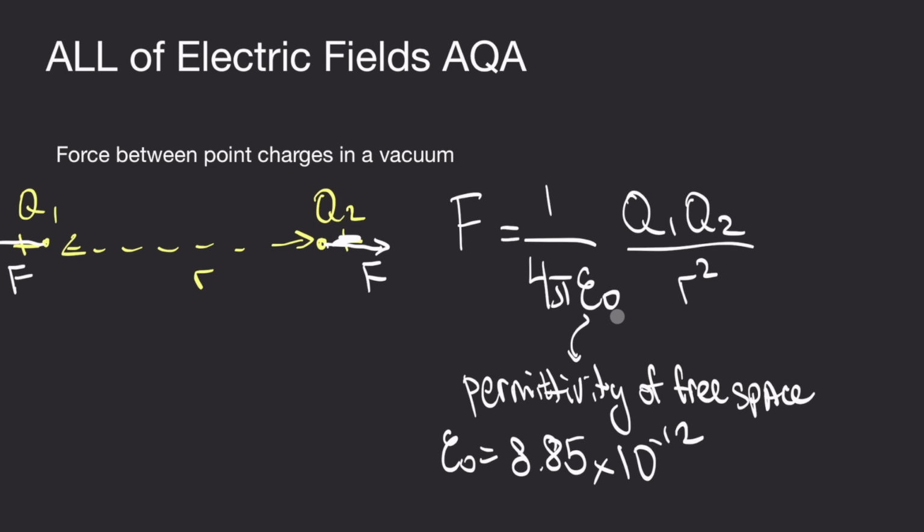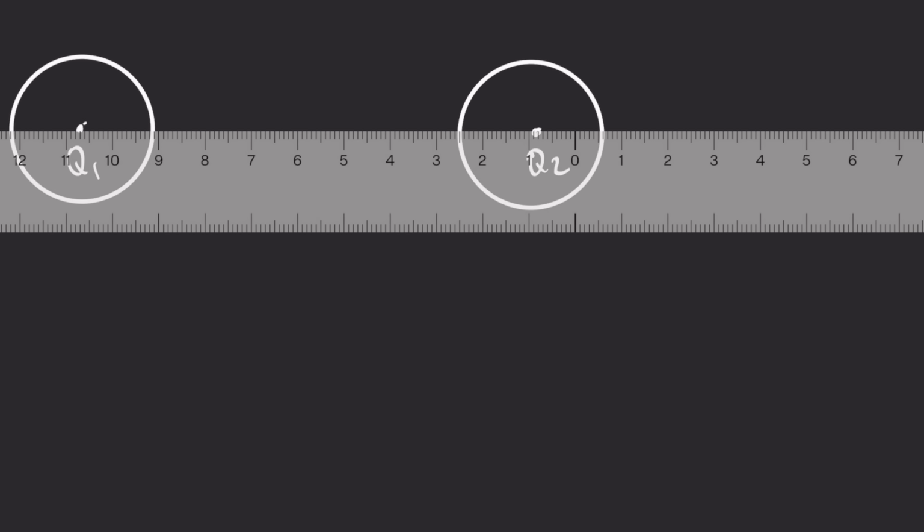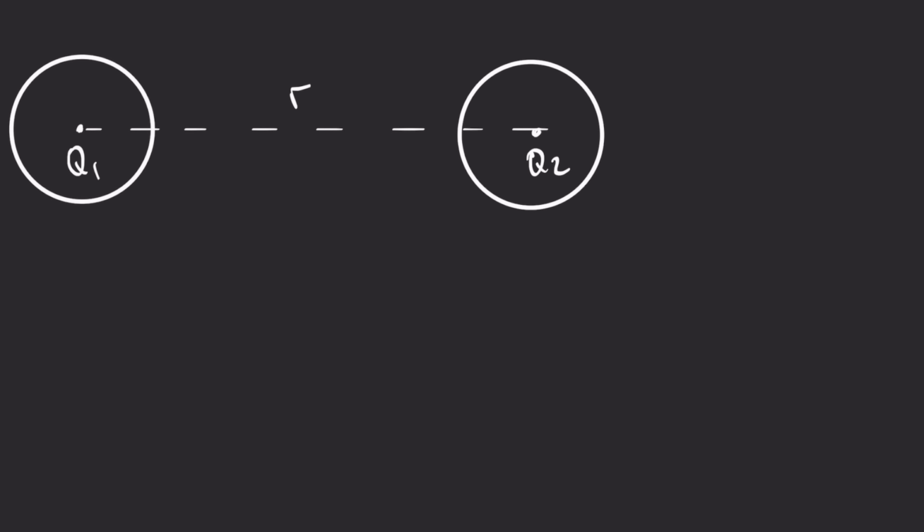However, air can be treated as a vacuum. So I'm just going to write down over here that the air can be treated as a vacuum. One final thing to consider is that if we have some charged spheres, the charge may be considered to act at the center of that sphere. And if we ever need to figure out the distance, r will be this distance over here.